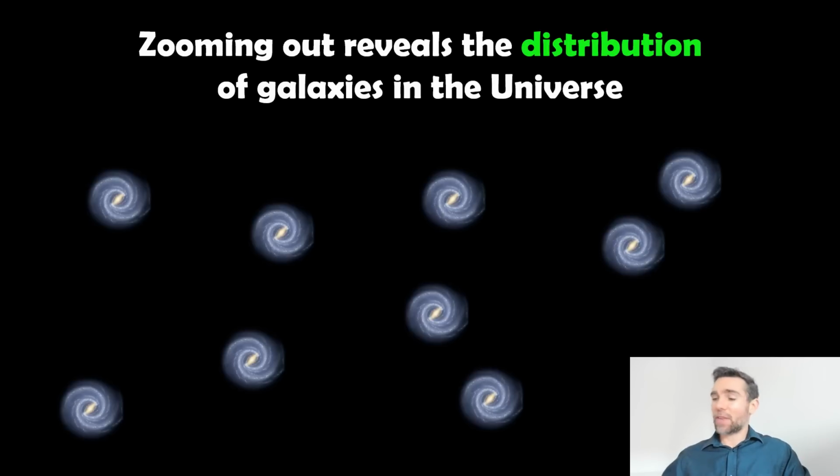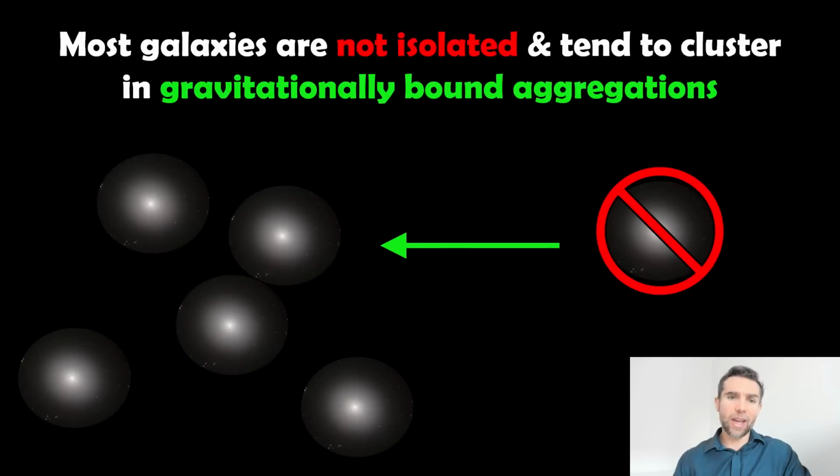So, if we have galaxies in the universe, they're not evenly distributed. If we zoom out, we'll find the actual distribution of those galaxies in the universe, and they're not evenly spaced out and just dotted around here and there. What we typically find is that they group together. So most galaxies are not isolated on their own in space. Some of them are, but not all of them. In fact, the vast majority of them tend to cluster into these gravitationally bound groups or clusters.